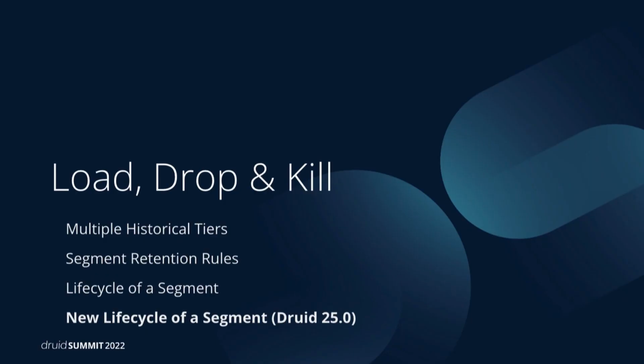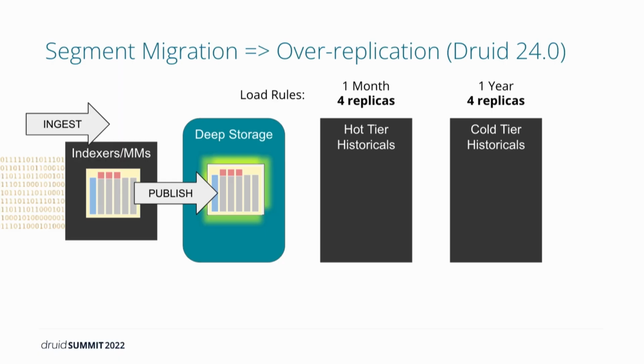So we've talked about the happy path and the life cycle of a segment and how it moves, and even some failure scenarios and how to use retention rules to alleviate that. Now let's talk a little bit about what's changing between Druid 24 and Druid 25. So in order to illustrate this, let's talk about Druid 24 first. Using sort of the same set of rules here, but I've increased it to 4 replicas to sort of make a point.